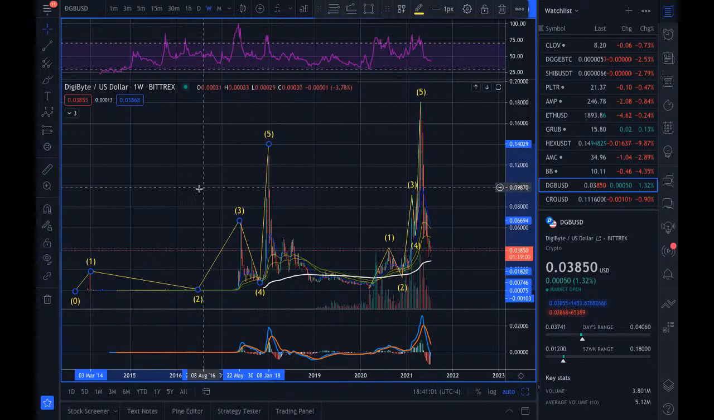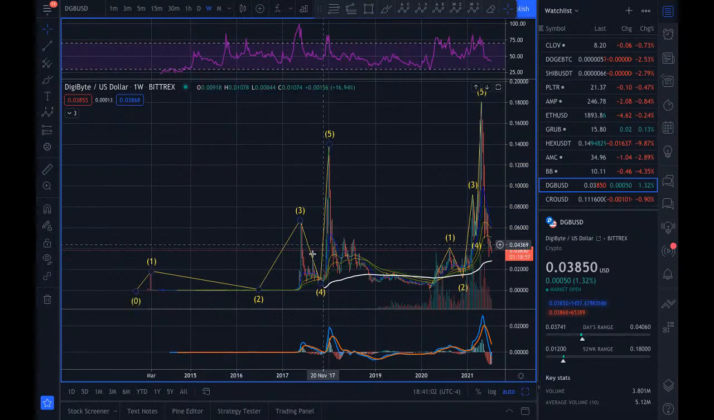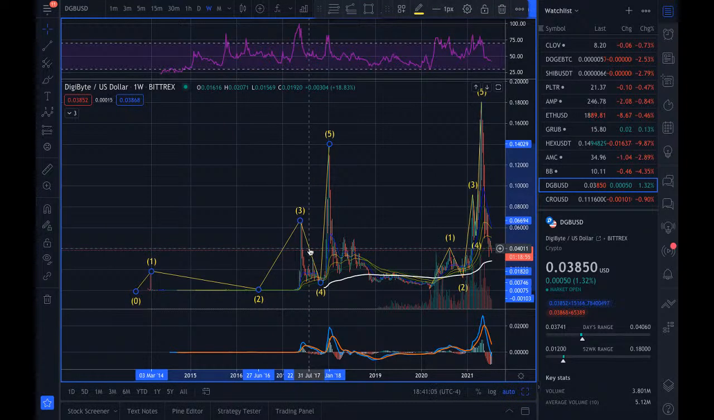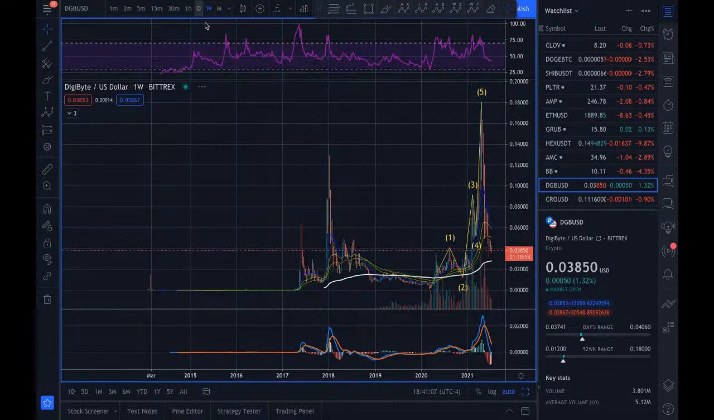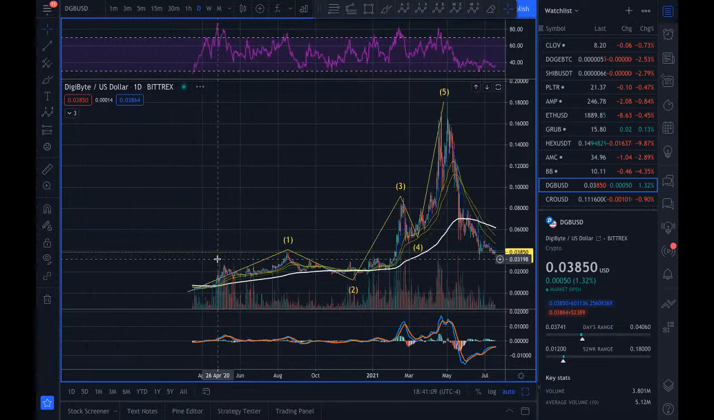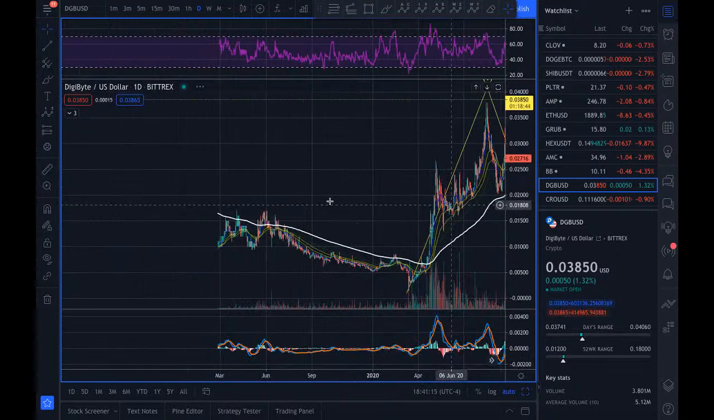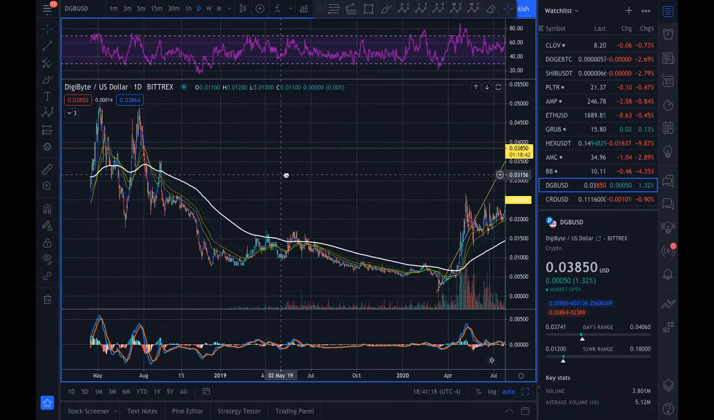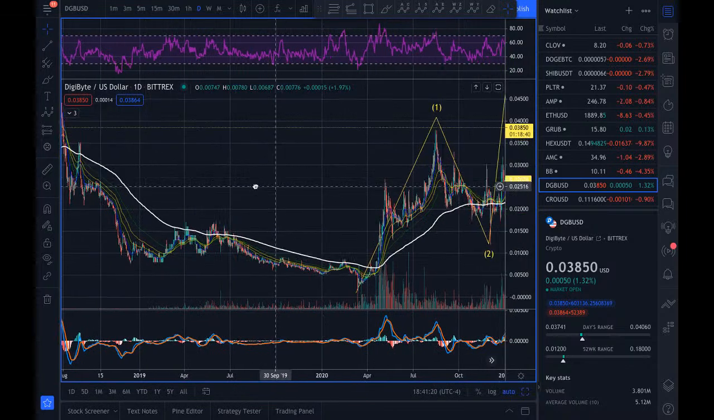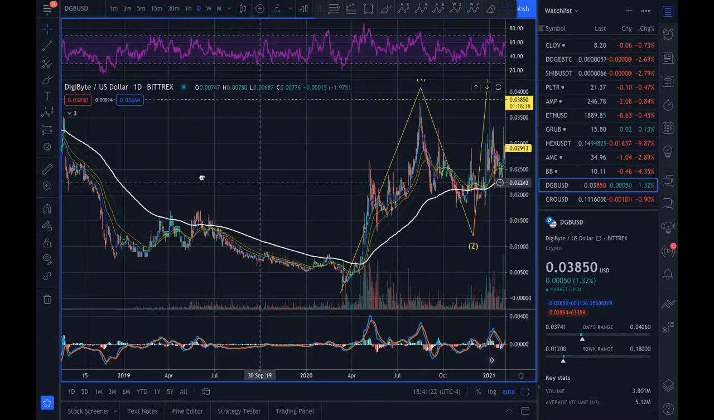So this might not have been a 5 wave. Let me go into the daily and see. This is definitely, I mean, it's got 5 waves all over it. So let's go back. Also, oh wow, there's a good buy. There was a good buy signal right there.